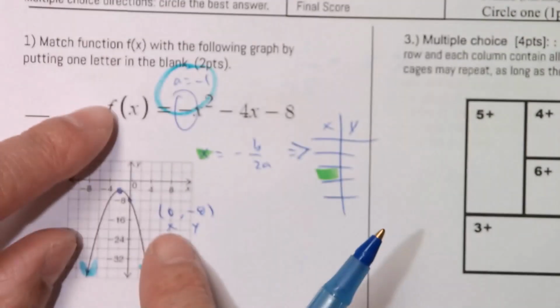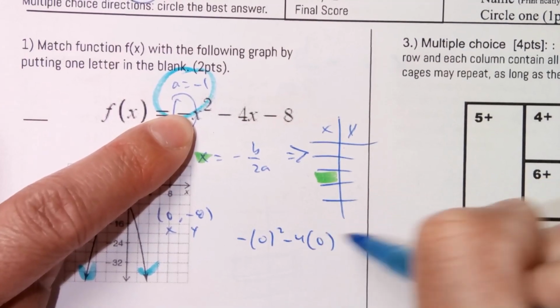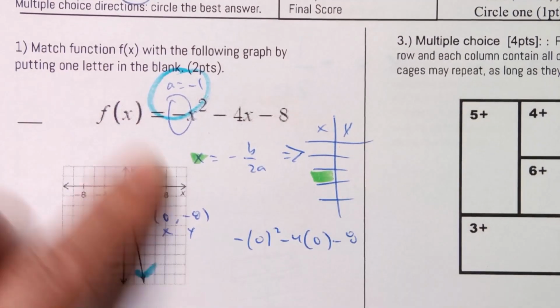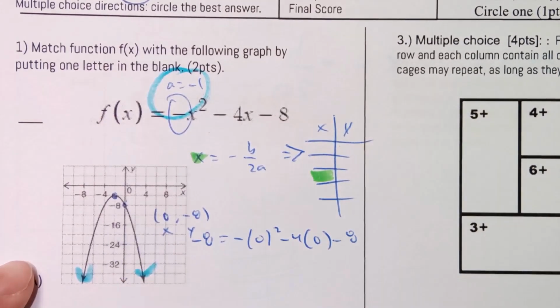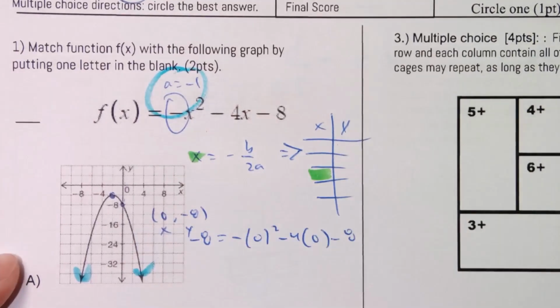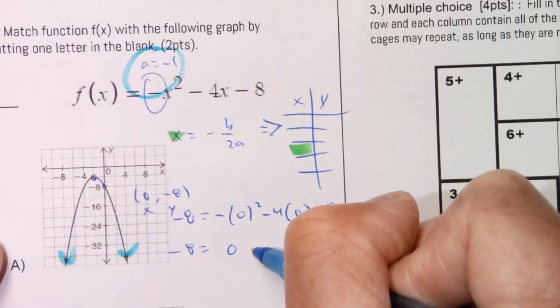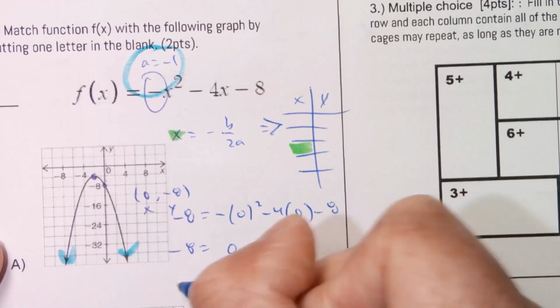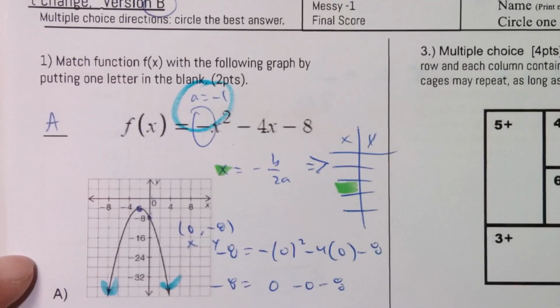So if I just put in x is 0, and I make the y value -8, we learned this earlier that this should be true because it's on the graph. And that's true, then these match. So 0, opposite of 0, 0, so then I have -8, so that is true. So your answer is A.